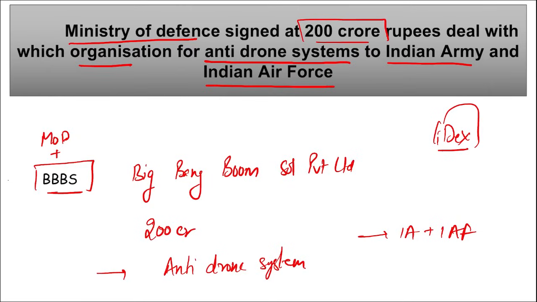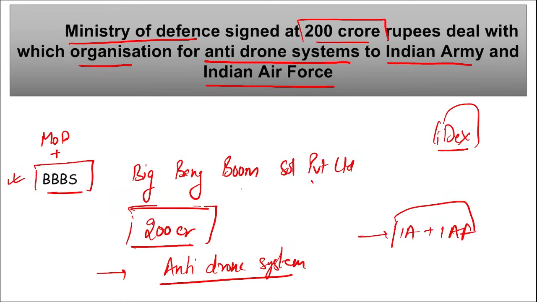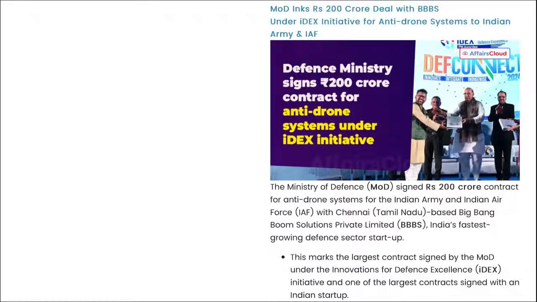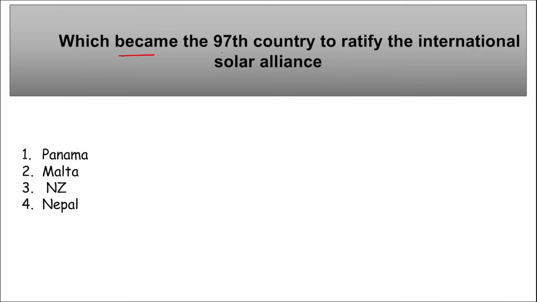Correct? So coming back, Ministry of Defense, they signed a contract with BBBS. This is Big Bang Boom Solutions Private Limited. It is one of the fastest growing startups in the defense sector, and the contract here was worth 200 crore rupees, and it was for anti-drone system, and these anti-drone systems will be provided to Indian Air Force and Indian Army.